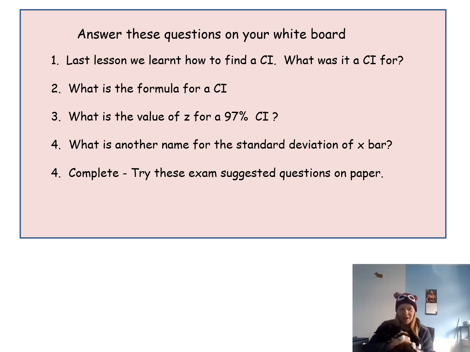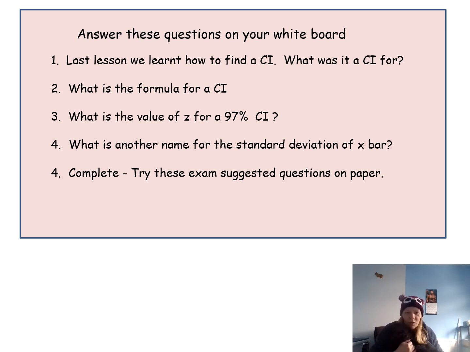Last lesson we learnt how to find a confidence interval. What is a confidence interval for? Well, you've forgotten. A confidence interval is for finding an estimate of mu, the population mean. If you remember, we don't give a point estimate because this is quite unlikely to be correct. So rather than giving a point estimate, we give an interval in which we think it's going to be.